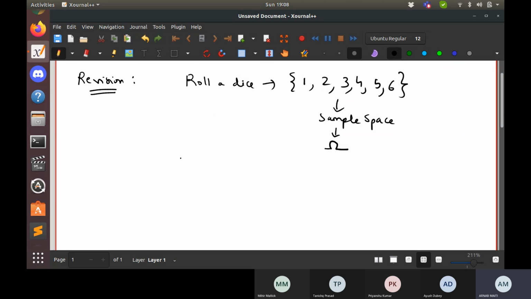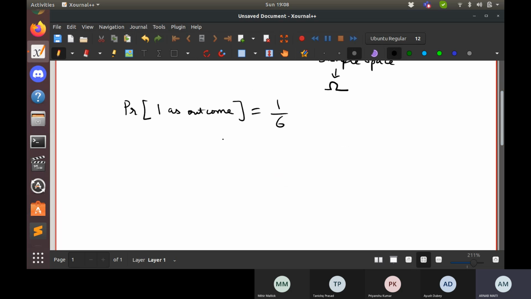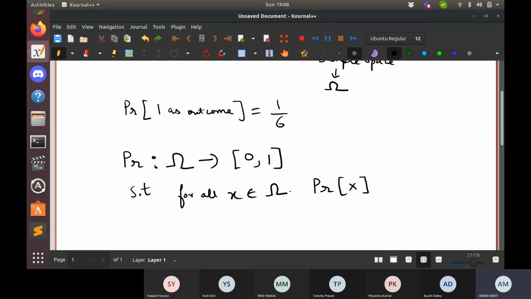If a dice is a fair dice, then the probability of one being the outcome is 1/6. That's what we learned in our 11th and 12th class. The dice can also have different probabilities, so let us define what a probability function is. Probability is a function from your sample space to the interval [0, 1], such that for all x in the sample space, the probability of x is between 0 and 1. That's what this function means.